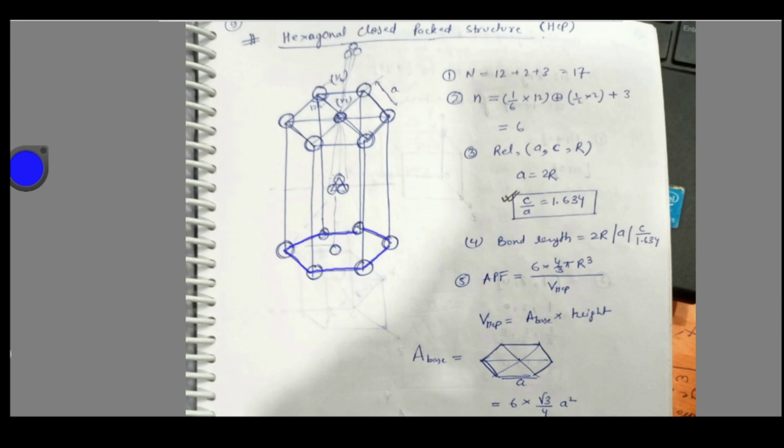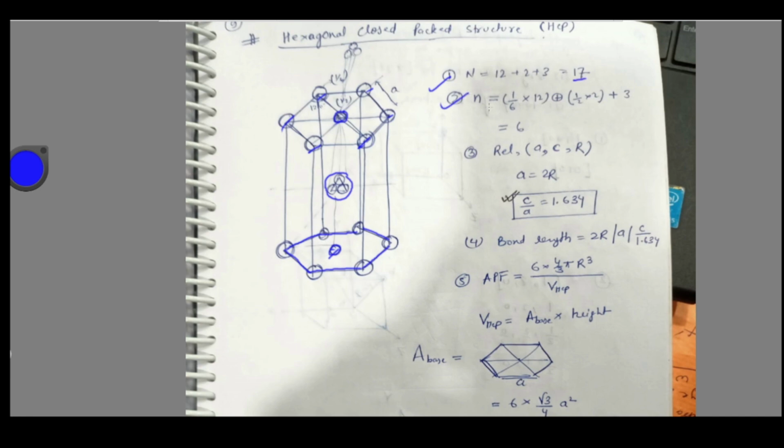And at the center of this hexagonal shape, this kind of arrangement will be present, and at the upper face one atom, and at the lower face one atom will be present. If you want to calculate the lattice points: above 6, below 6, on the faces 1 and 1, and 3 atoms at the center. So total 12 plus 2 plus 3, total lattice points are 17.